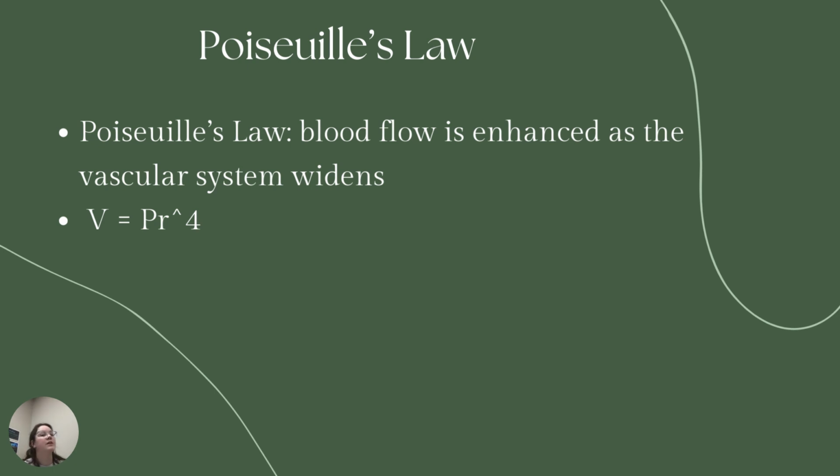And next we have Poiseuille's law. This law states that the blood flow is enhanced as the vascular system widens. Basically what I was just talking about, the interluminal pressure. The wider the vessel, then the more blood that can flow through it, kind of like a water hose. If you squeeze the hose, less water can get through it. And then that calculation is just going to be the flow equals the pressure times the radius of the tube raised to the fourth power. This law is due to gravity affecting the interluminal pressures, causing the vessels to widen, as I said.